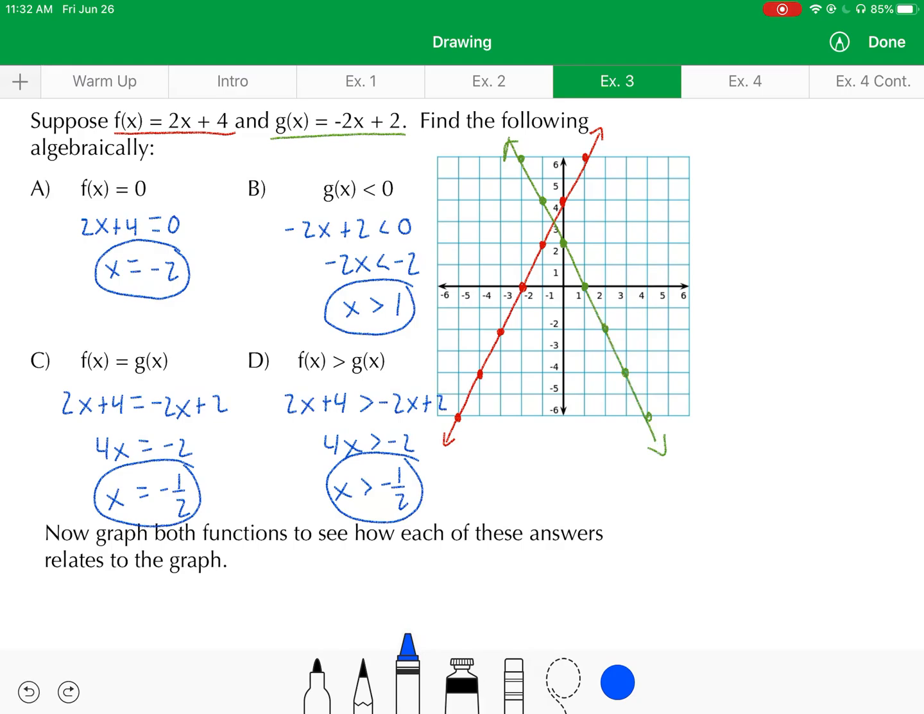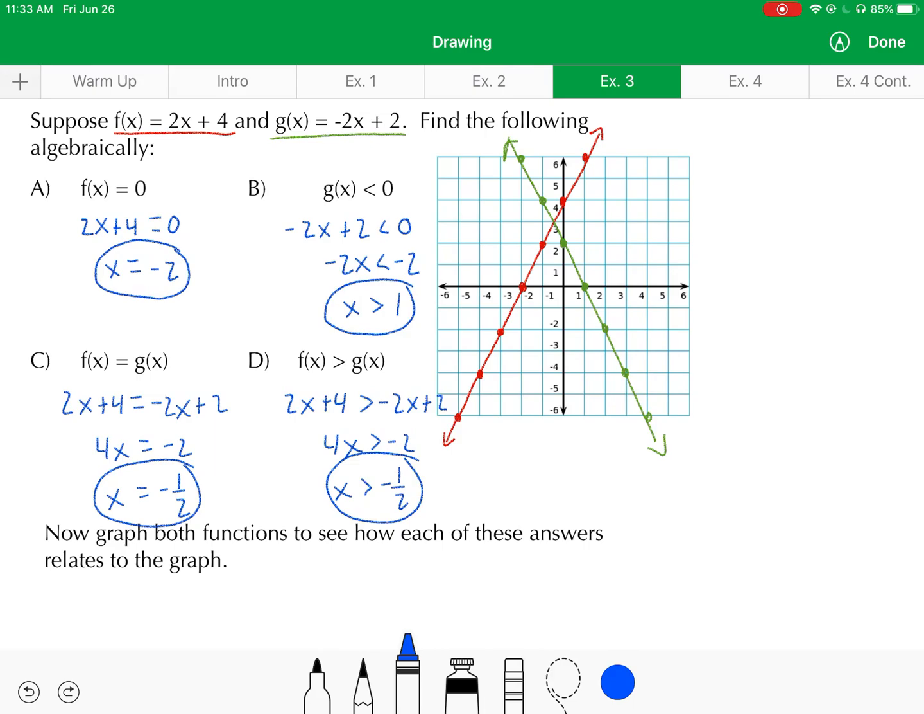Part C, when is f of x equal to g of x? So again, we're saying for what value or values of x are f and g having the same y coordinate? Well, that would be at their intersection right here. And notice it matches the answer, the x coordinate of that intersection point is -1/2.